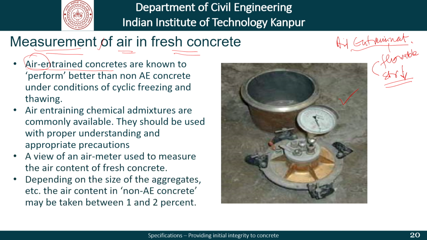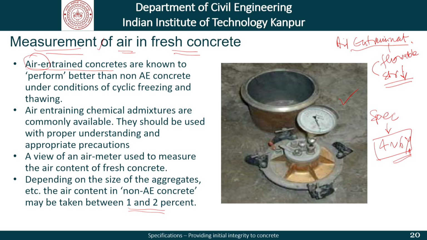Now, depending on the size of the aggregate, the air content in non-air entrained concretes could be about 1 to 2%, and in cases when concrete is subjected to freezing and thawing, then specifications often require 4 to 6% of air. Now, that requires appropriate changes in the mix proportions, and that is something which concrete engineers routinely can do.